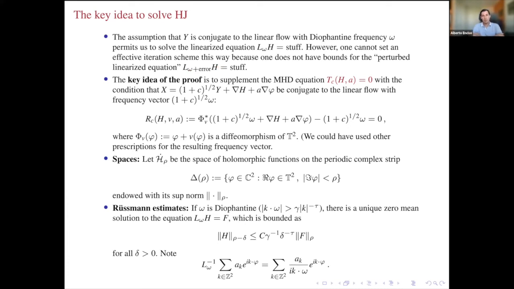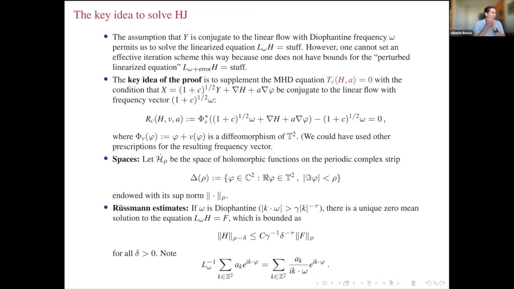The problem here is that one cannot solve this equation. That equation can be solved as long as the frequency satisfies a Diophantine condition. If there's a small error, we cannot guarantee that omega is going to be Diophantine. In principle, it will not. And then it isn't just a technical thing where the estimates become a little bit worse. Simply, we cannot solve that equation. That just doesn't work.